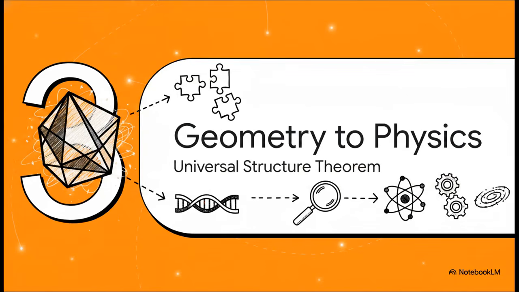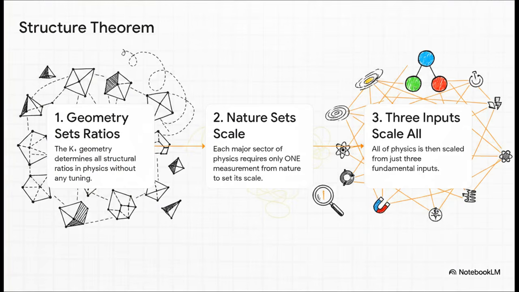Okay, so we've got the shape, but how does an abstract piece of geometry turn into the concrete physics we can actually observe and measure? The answer, according to the theory, is something called the universal structure theorem. This whole thing works in 3 steps. First, the pure geometry of the tetrahedron acts like a perfect blueprint. It sets all the ratios between physical constants. It's like it dictates that one force has to be exactly X times stronger than another, no exceptions.